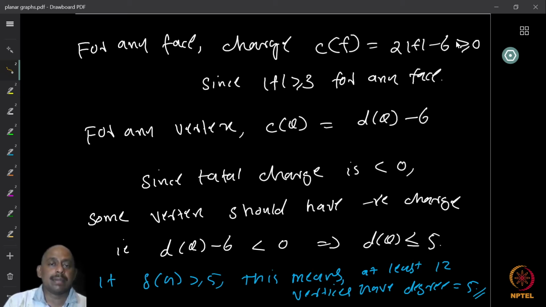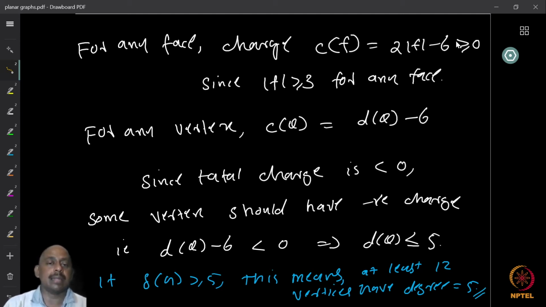On the other hand, for a vertex, its charge is degree minus 6. Now the total charge is negative. If you sum non-negative numbers, you are not going to get a negative total. So therefore, some charge should come from a vertex which is negative, right? Because phases are all giving non-negative values. Vertices must give negative values.